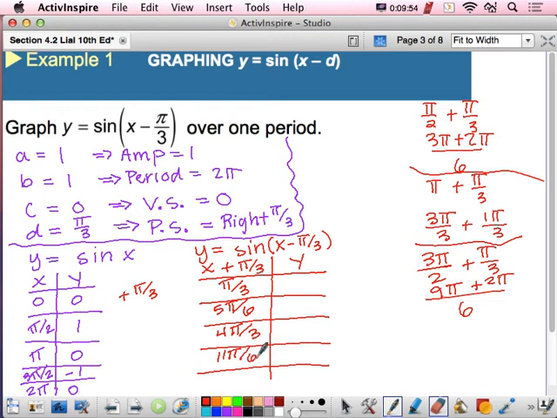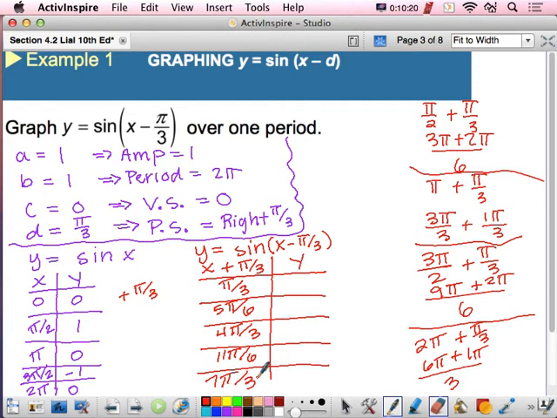And finally, if I take 2 pi and add pi over 3, still a common denominator of, this time it's 3, right? Yeah, this time it's 3. So that's going to be 6 pi plus 1 pi gives me 7 pi over 3. So you can see that these are very, very ugly.